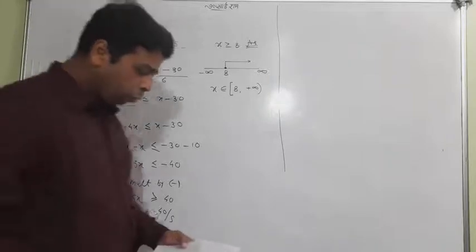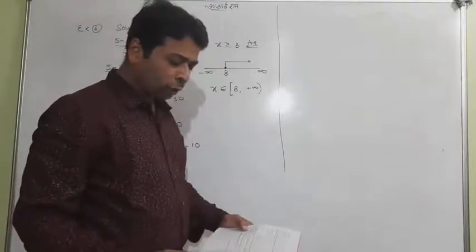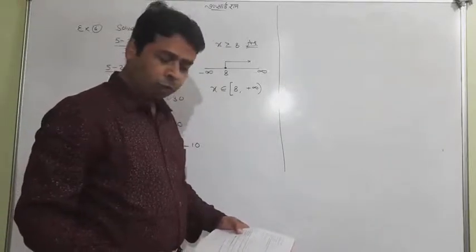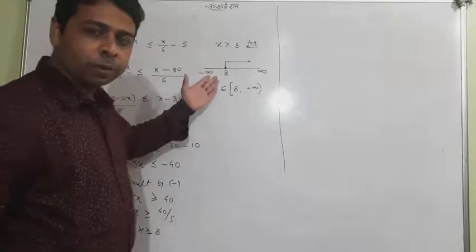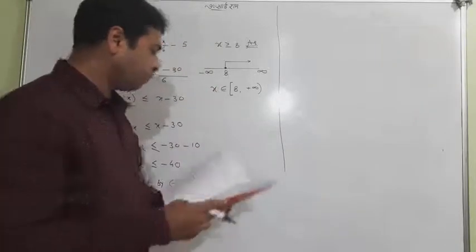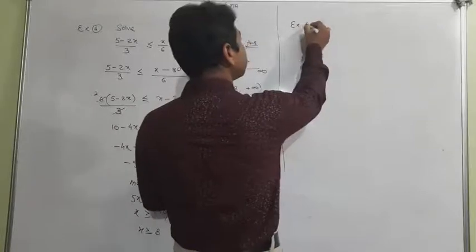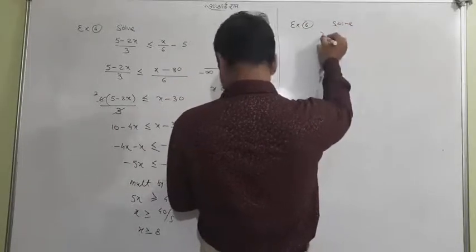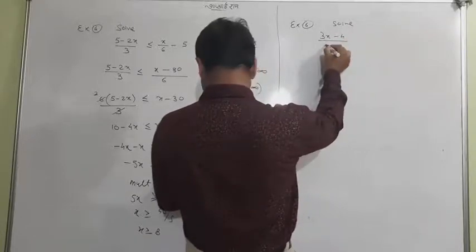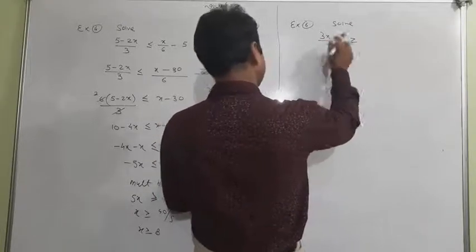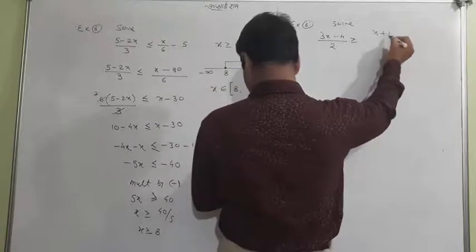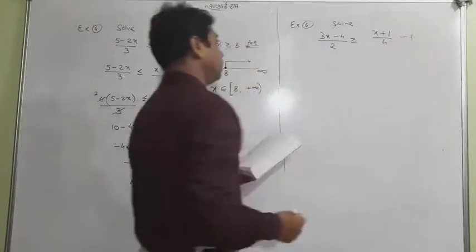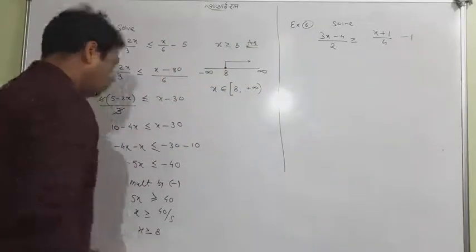Now, question number 5 is very much the same. It says to show the graph of the solution on the number line, so you have to express your answer in this format. So I am not doing question number 5. Example number 6 I want to do here. It is again the question: solve (3x − 4)/2 ≥ (x + 1)/4 − 1. This is a very simple question.